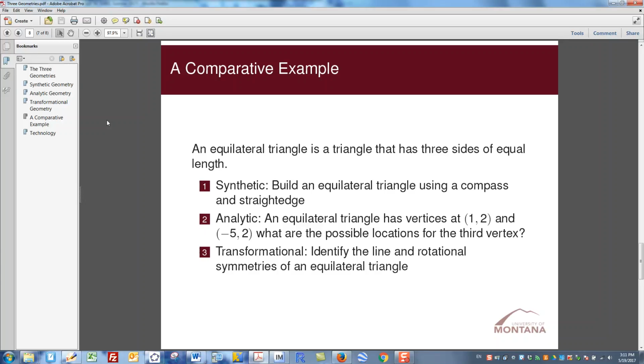From a synthetic standpoint, we could build an equilateral triangle using a compass and straight edge. From an analytic perspective, we could try to figure out this problem: an equilateral triangle has vertices at (1, 2) and (-5, 2). What are the possible locations for the third vertex? And from a transformational symmetry standpoint, we could try to identify the line and rotational symmetries of an equilateral triangle. So let me switch over to my desk and let's do a little bit of math.